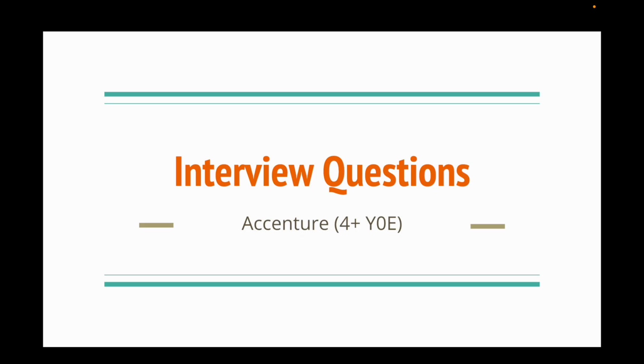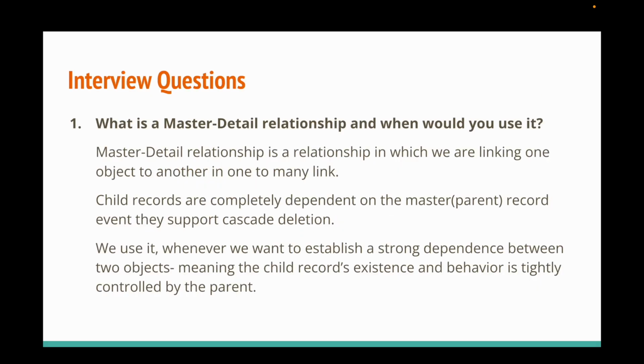Let's start. Our first question is, what is a master detail relationship and when would you use it? So master detail relationship is a relationship where we are linking one record to many other records. So basically, multiple child records could have a single parent record, but the thing here is it supports cascade deletion.